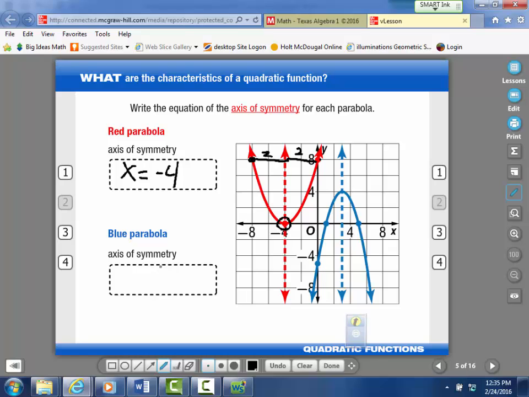For our blue parabola, again, we can see it's going through the vertex, the maximum point. It's halfway between 1 and 5, so that's going to be located here at 3. So x equals 3. Not too hard to find the axis of symmetry from the graph.